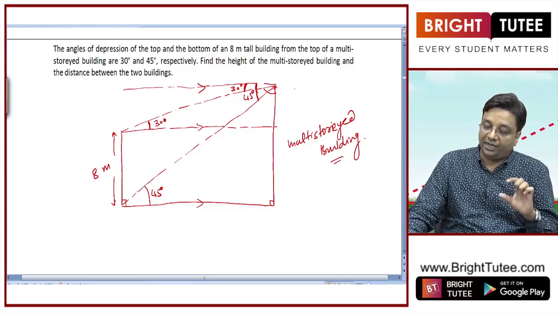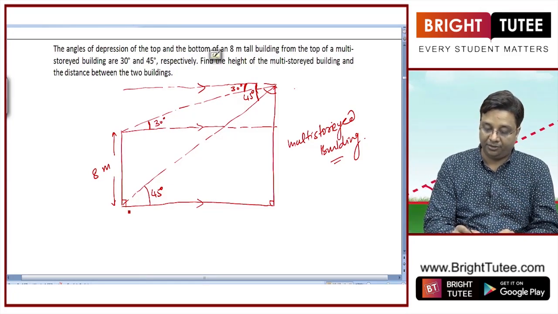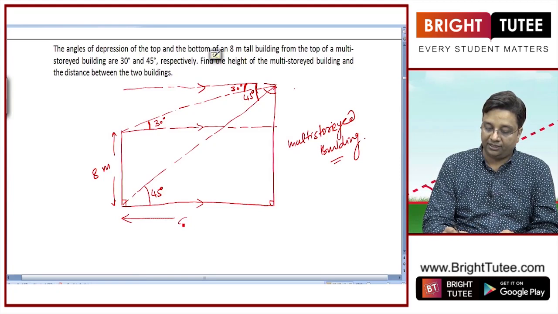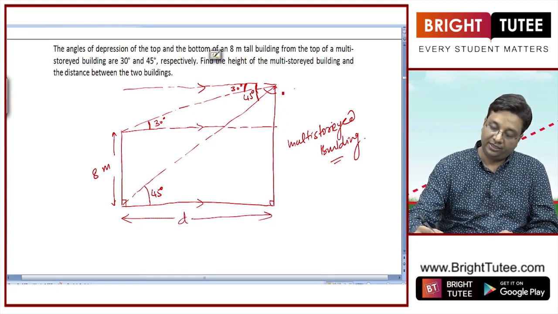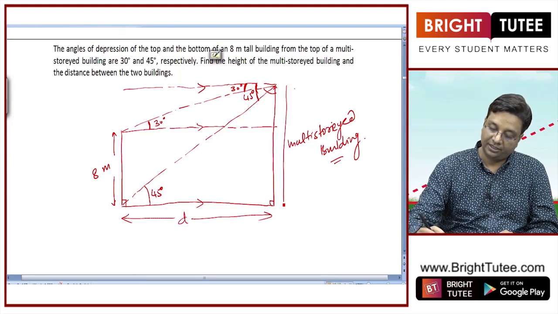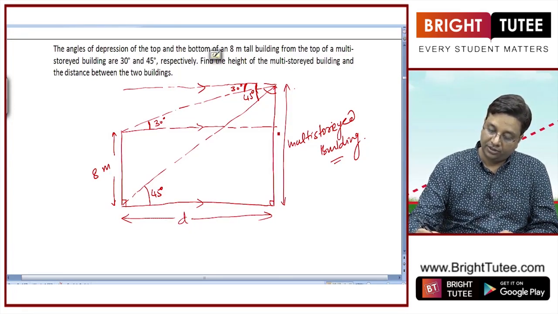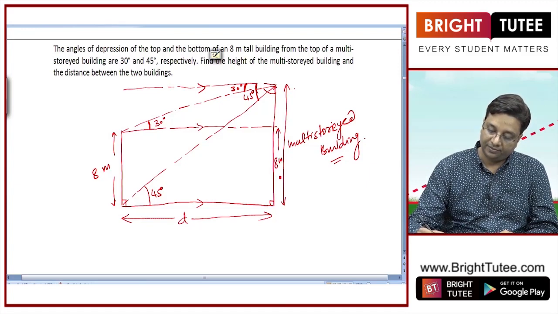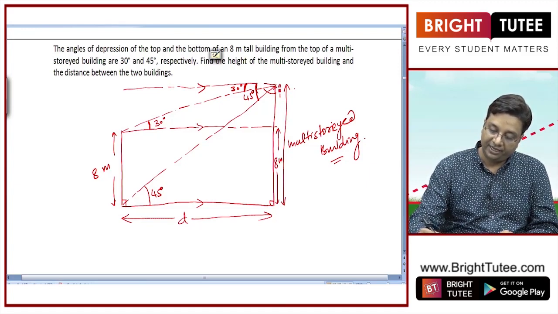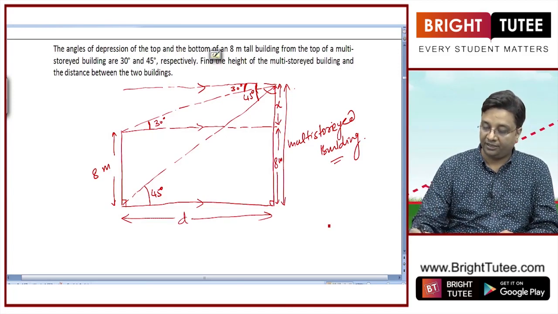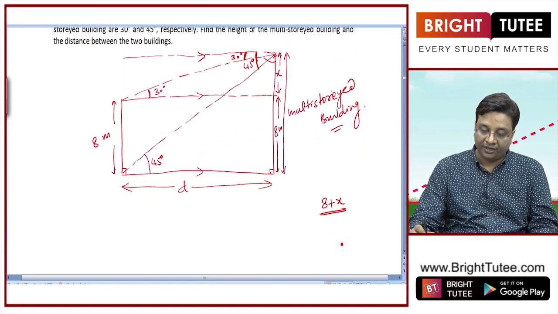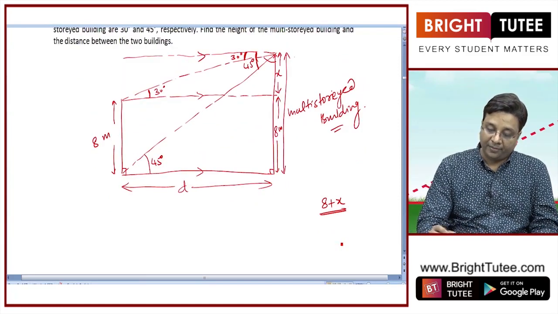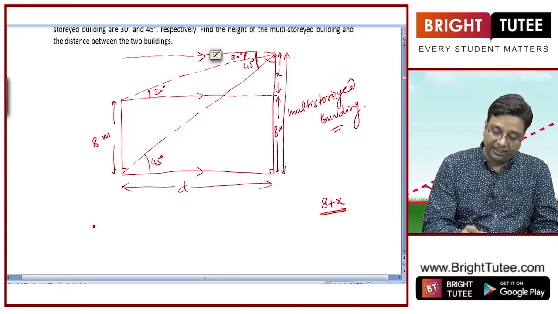Now we need to find the height of the multi-storied building and the distance between the two buildings. So let us say the distance between the two buildings is D, and we need to find this height here. So this much is 8 meters, and if I find x here, then I can say 8 plus x is the height of the multi-storied building, right? So which triangle should we use first? Let's use tan 30 degrees.